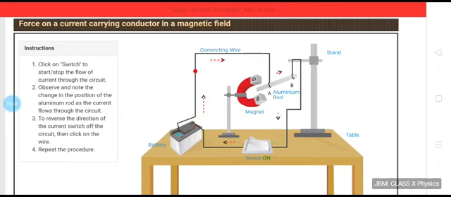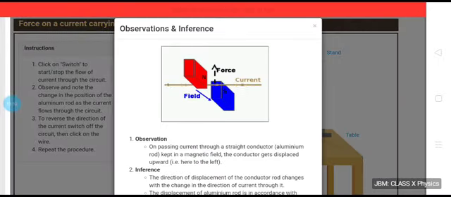You can see the direction in which current starts flowing through the circuit. After current is flowing through the circuit, obviously through that aluminium rod, it will experience a force due to the interaction of the magnetic fields. And due to this interaction, you can see there is displacement. Very quickly we can draw an observation that on passing current through a straight conductor, that is the aluminium rod kept in a magnetic field, the conductor gets displaced. As per the present situation, it was getting displaced towards the left.